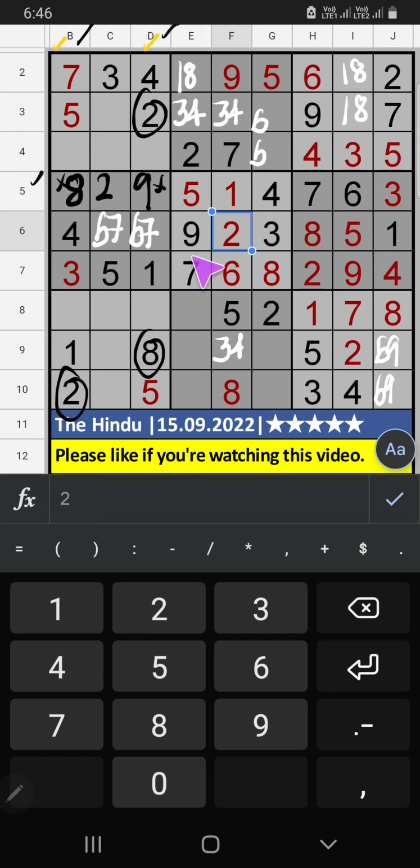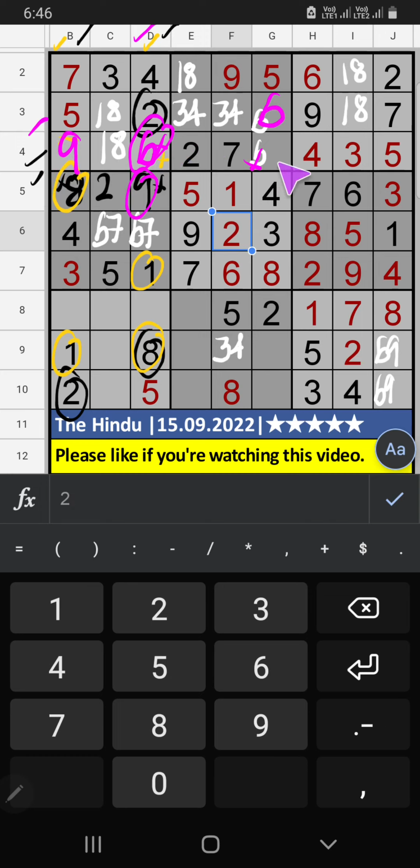Column B, column D, we have pair numbers, 1 and 8. So 1 and 8 can't come in these cells, it will come in one of the two cells. We will confirm later. Then first grid, 2 numbers are remaining, 6 and 9. Column D, we have 9. So 9 can't come in the cell, 9 is confirmed here. Then 6 is here. Fourth row, we have 6. So 6 can't come in the cell, then 6 is confirmed here.